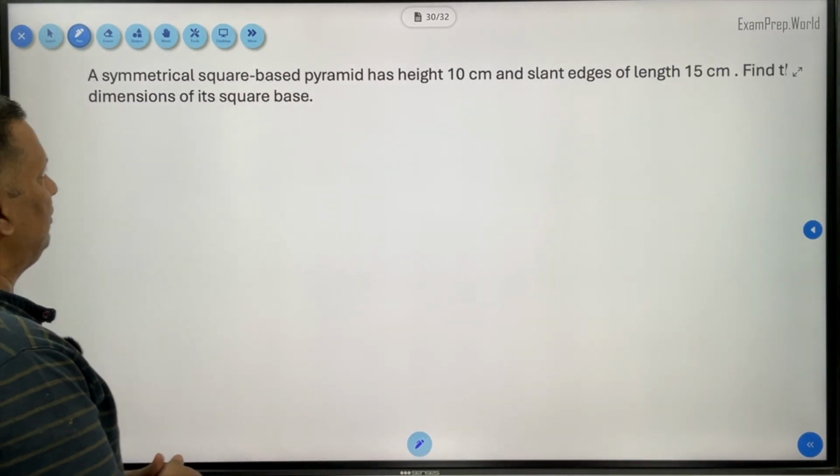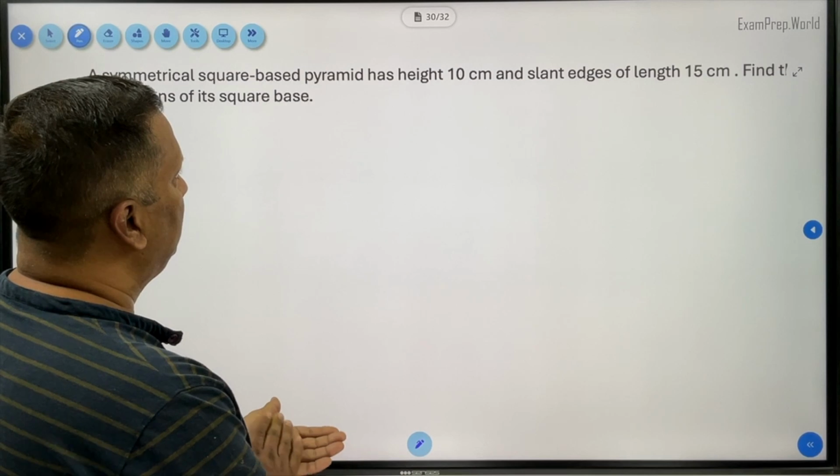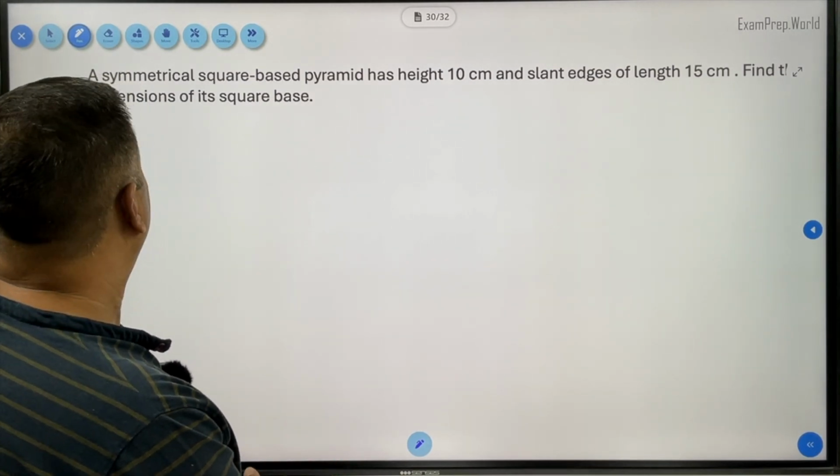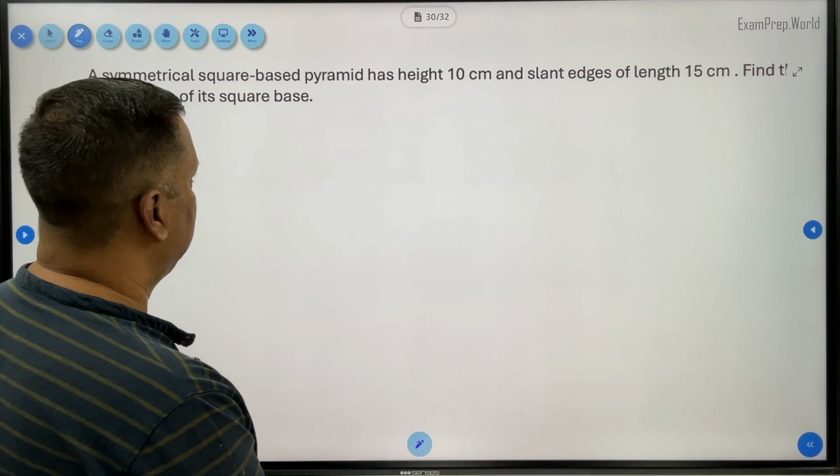A symmetrical square base pyramid has a height of 10 centimeters and a slant height of 15 centimeters. Find the dimensions of the square base.